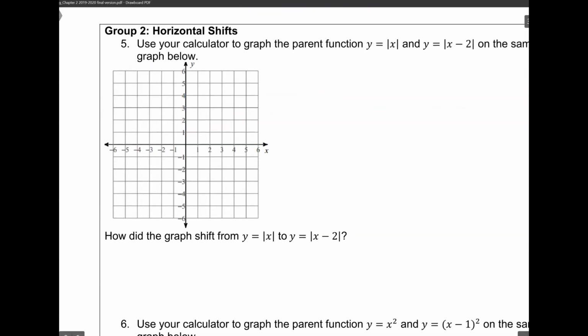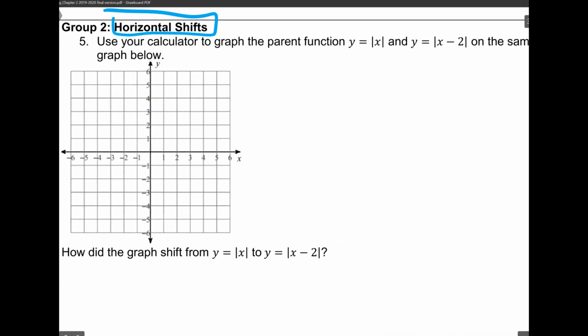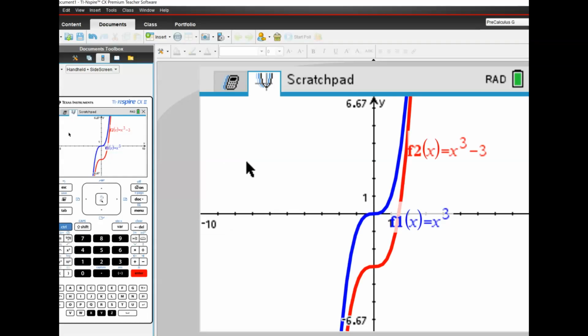All right, guess what we're going to learn about now? Horizontal shifts. Okay, so we're going to go a little quicker. So here we go. The first graph is absolute value of x. The second one, notice it is inside the absolute value sign. Inside absolute value. Do we know what this is going to look like? Probably not. So let's go ahead and try it out.